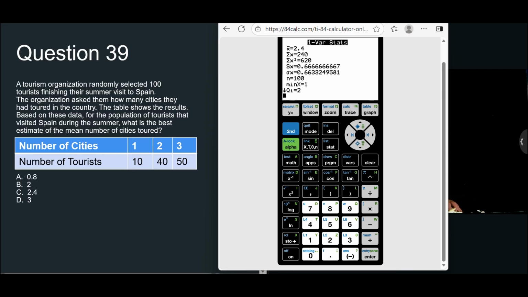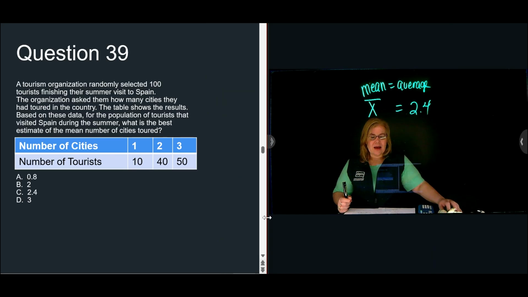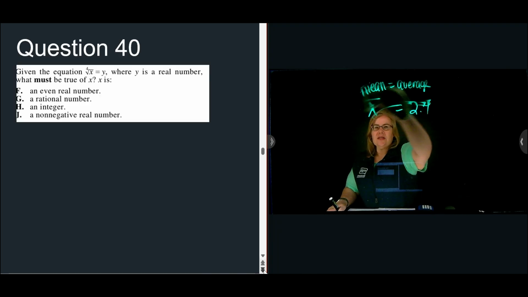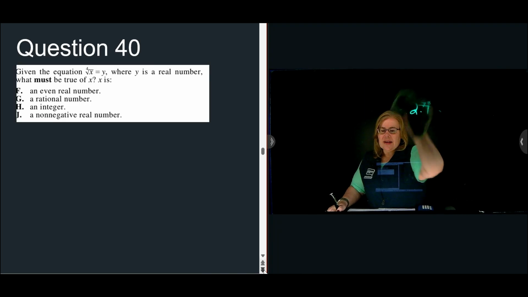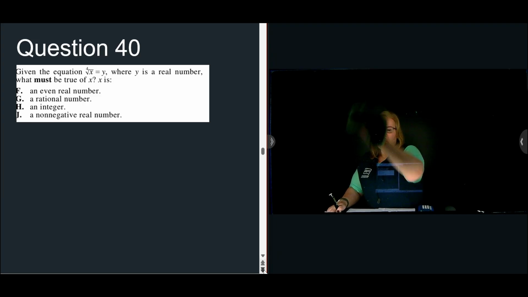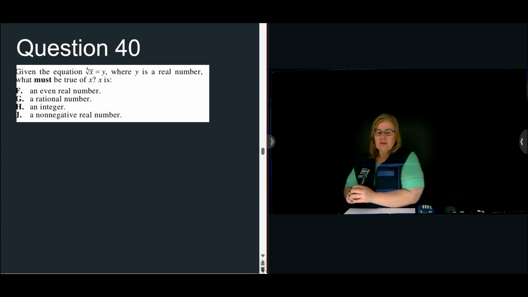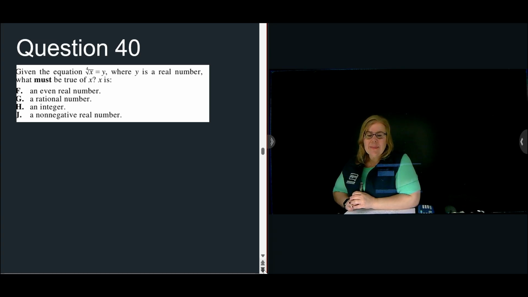So good job. Let me go ahead and get that out of the way, and then we're going to go to our last one of this lesson, which is question 40. So let's go ahead and read it. It says, given the equation fourth root of x equals y, where y is a real number, what must be true of x? X is what?